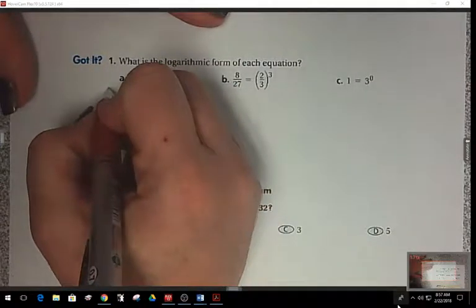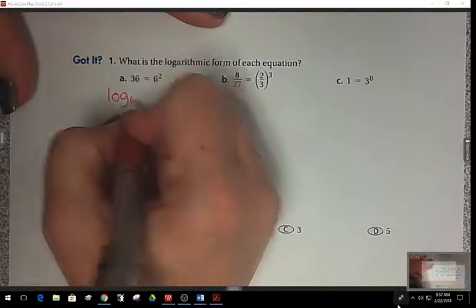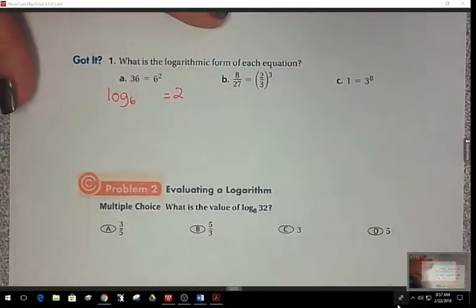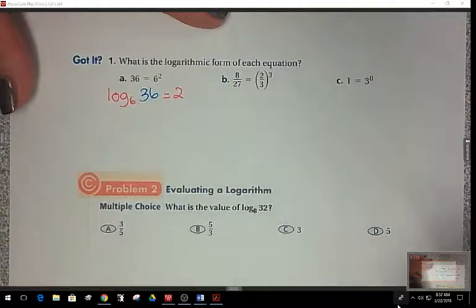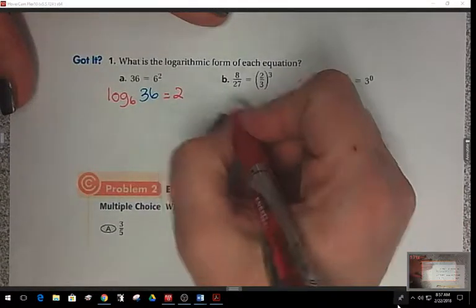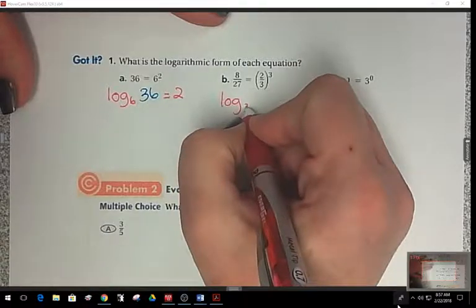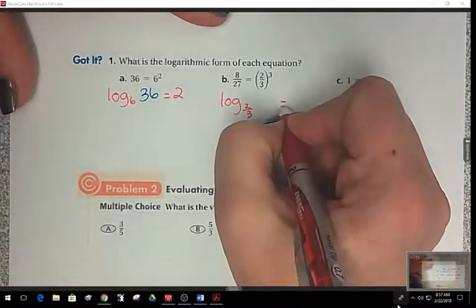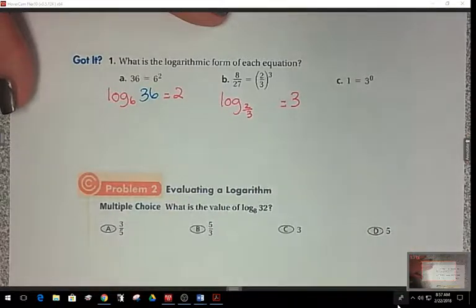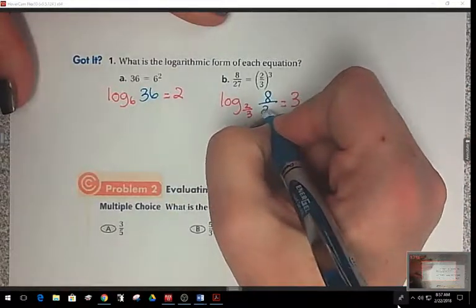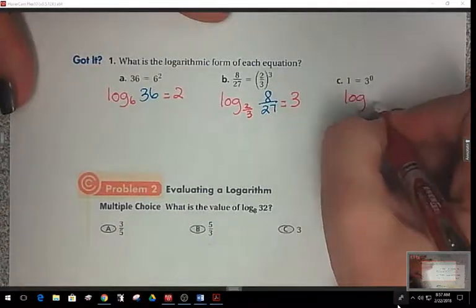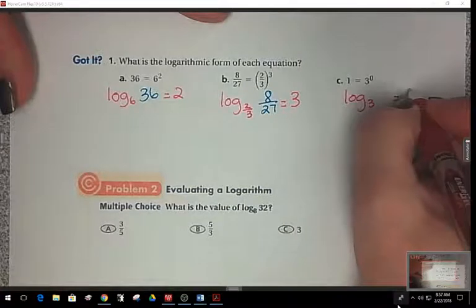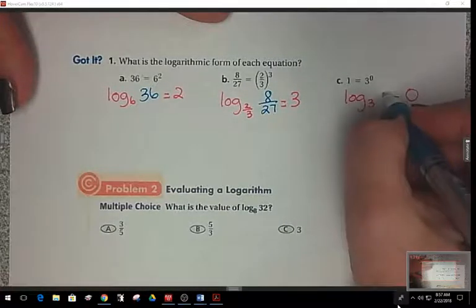Alright, so for part A, I'm going to have the log base 6, my power goes over here, and I fill in with the 36. Same thing for part B. Log, my base is 2/3, my power is a 3, and I fill in with 8/27. And then for part C, my base goes here as my subscript, my power goes on the other side, and I fill in with a 1.